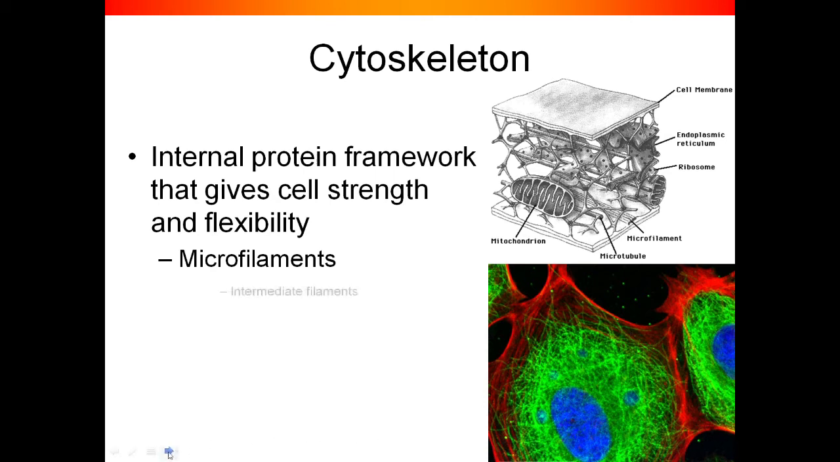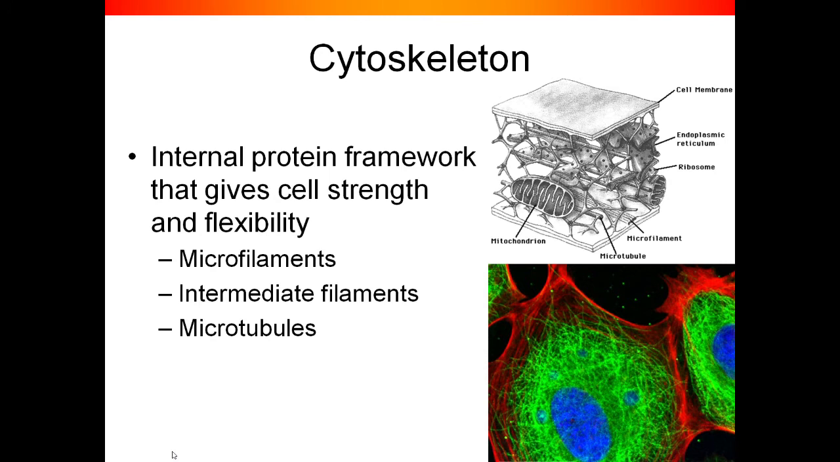Okay. Another component of the cytoskeleton would be the intermediate filaments. Now, the intermediate filaments help to strengthen the cell and maintain the cell's shape. It helps to stabilize the position of organelles, right, hold them in place so they don't move around. And it also helps to stabilize the position of cells relative to other cells. Okay, so those are the intermediate filaments.